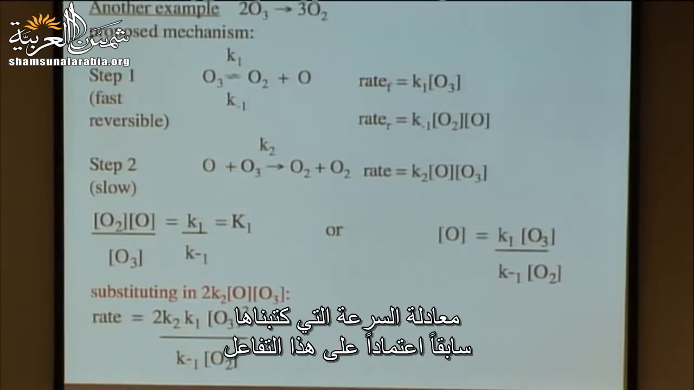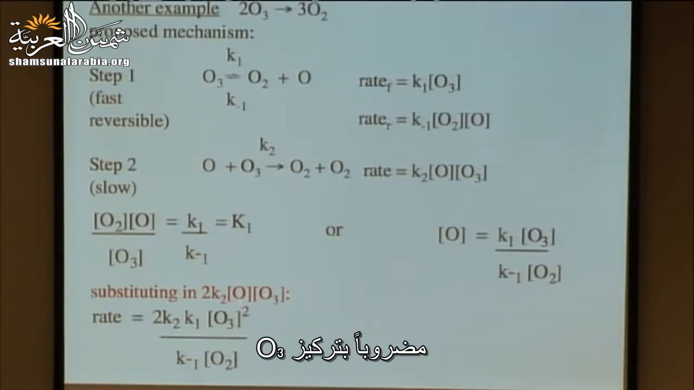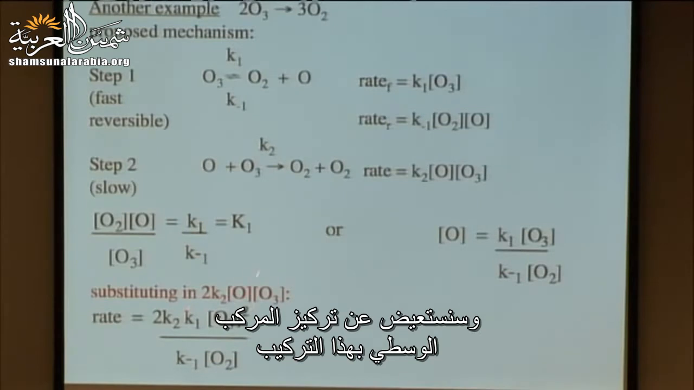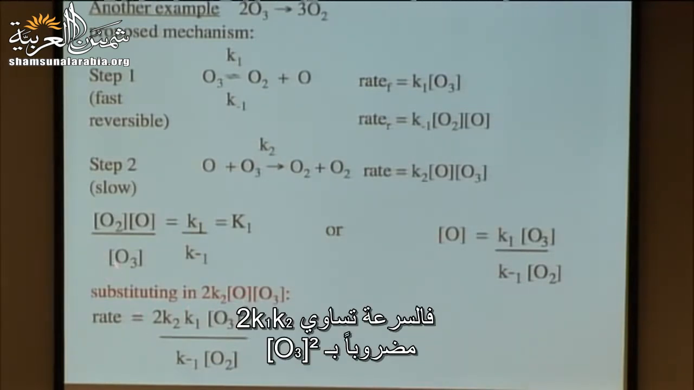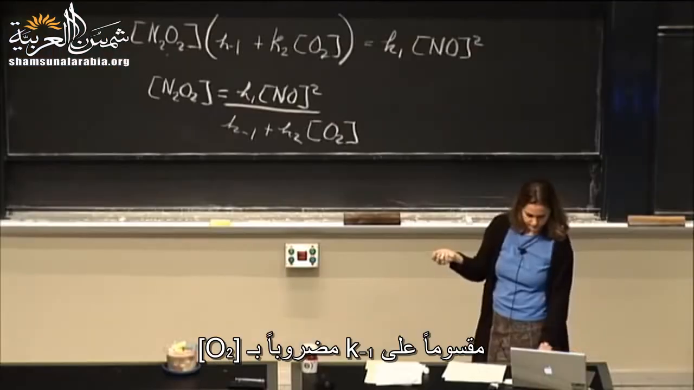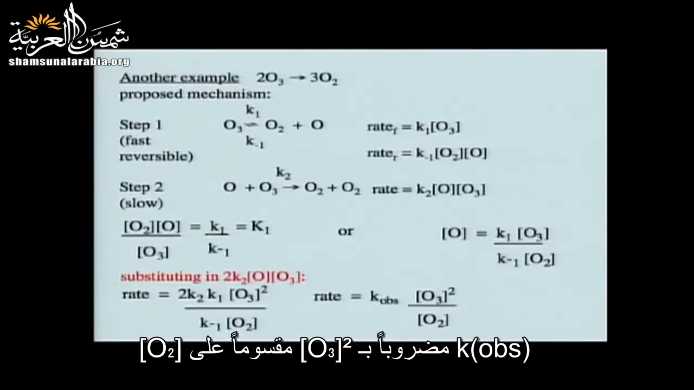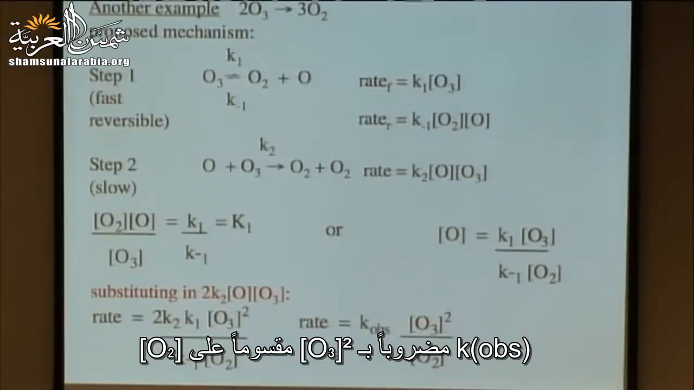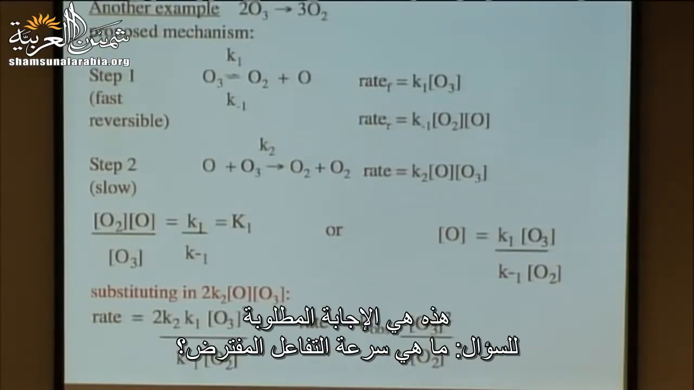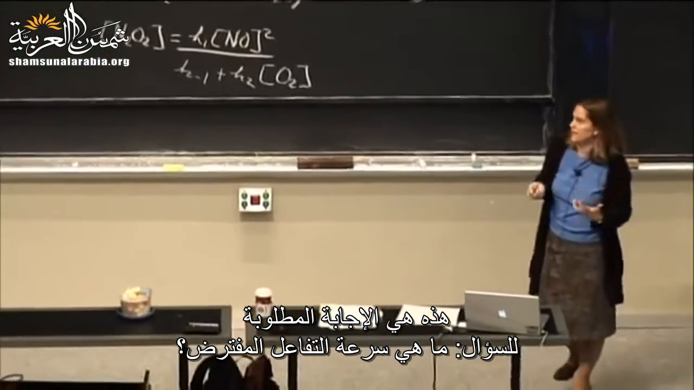The expression that we wrote was 2K2 times the concentration of our intermediate times the concentration of O3. Now we substitute in for the intermediate. So we have 2 times K2, K1, we have O3 and an O3, so that's squared, over K minus 1 times O2. And this can also be expressed in terms of K observed, putting those terms together, O3 squared over O2. And that would be the answer to what the rate is for that particular proposed mechanism.